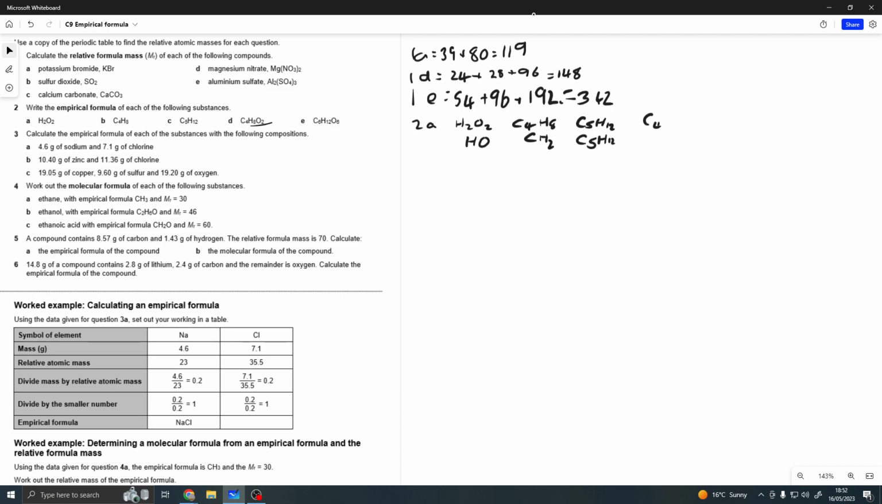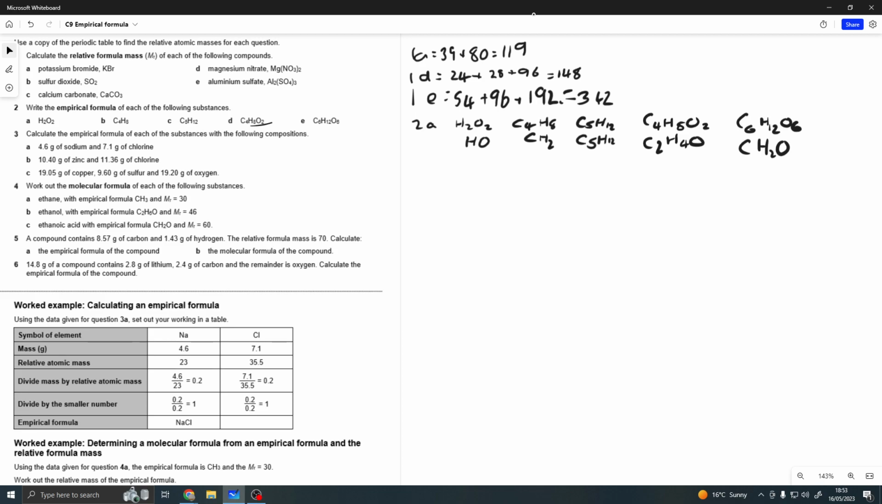D is C4H8O2. Now we can divide those by 2 to give us C2H4O. And finally C6H12O6. The biologist amongst you will recognize this as glucose. We divide this by 6 to make CH2O. There we go. A little bit of simplifying empirical formula there. That is the easy way to deal with empirical formula.